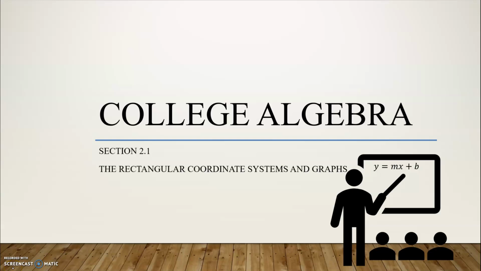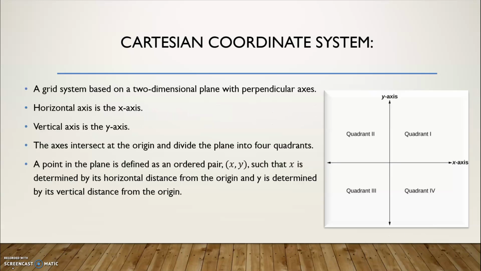In section 2.1, we're talking about the rectangular coordinate system and the graphs. So in a rectangular or Cartesian coordinate system, what you have is this grid system in a two-dimensional plane with perpendicular axes. Perpendicular axes means that they make 90 degrees with each other. So this would be 90 degrees here, here, here, and here. And when you have 90 degrees, you put this little rectangular box to signify that it's 90 degrees.